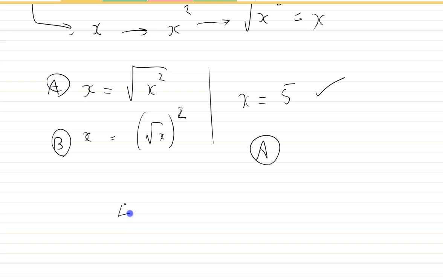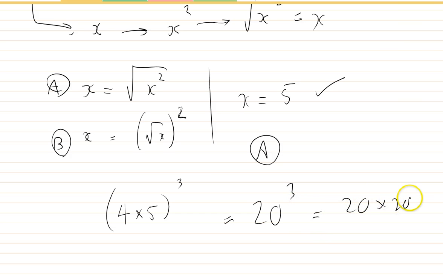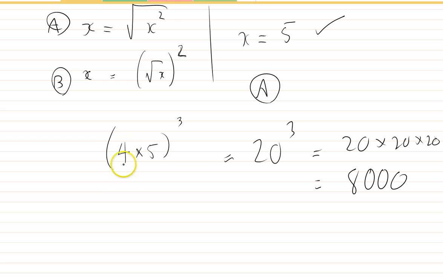to raise powers of 4 times 5, and I want to cube that. Let's just try it. 4 times 5 cubed. Well, I can just say that's 20 cubed, and I can say that's 20 times 20 times 20, which equals 8,000. Well, alright, so that's what it is in numbers.